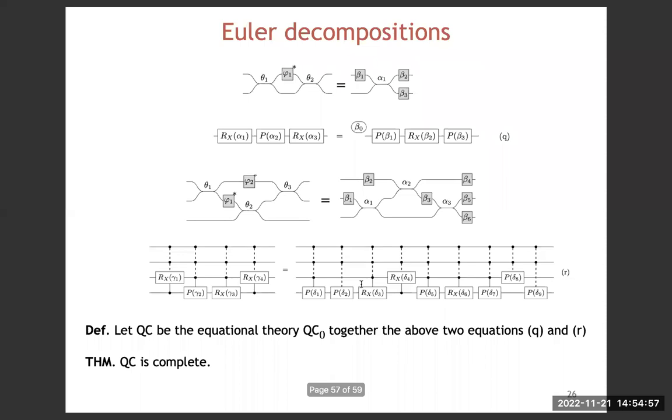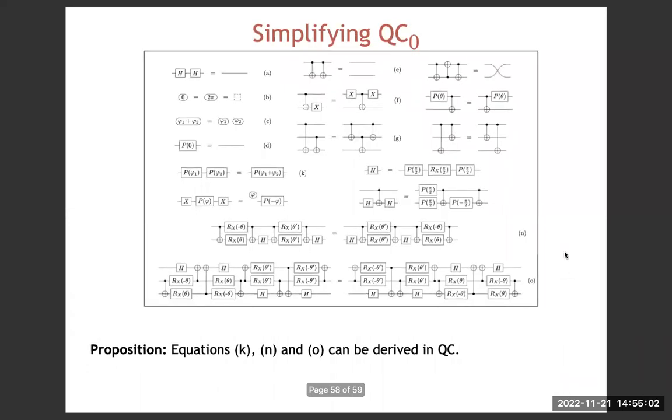Could you go back to the slide with all of the equations in the box? This one? Yeah. I'm not really sure how to interpret this box. So K, N, and O can be derived in QC. Yes. Do you think it could be possible to simplify this further, or do N and O just seem like very big equations?